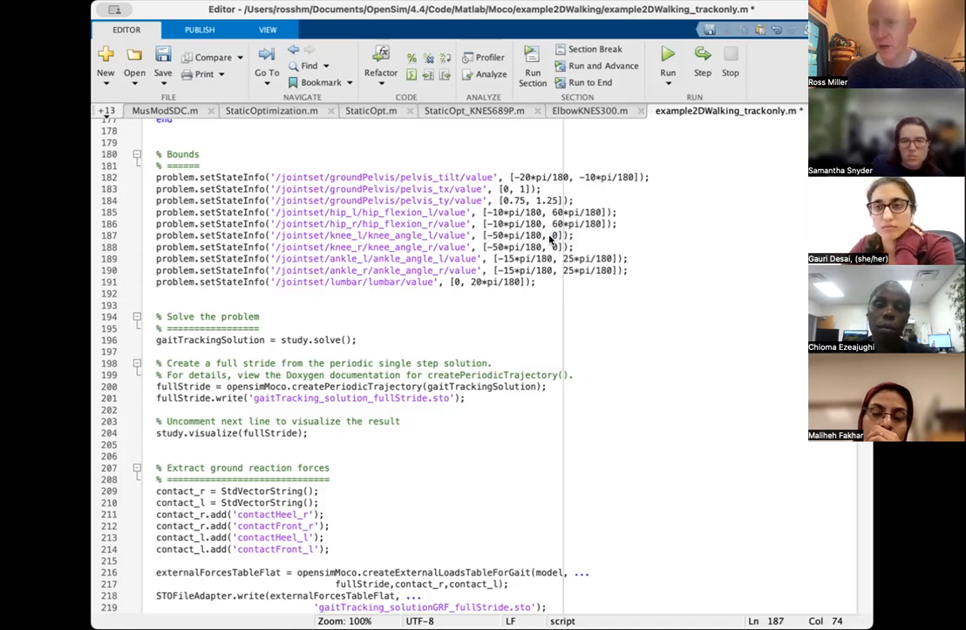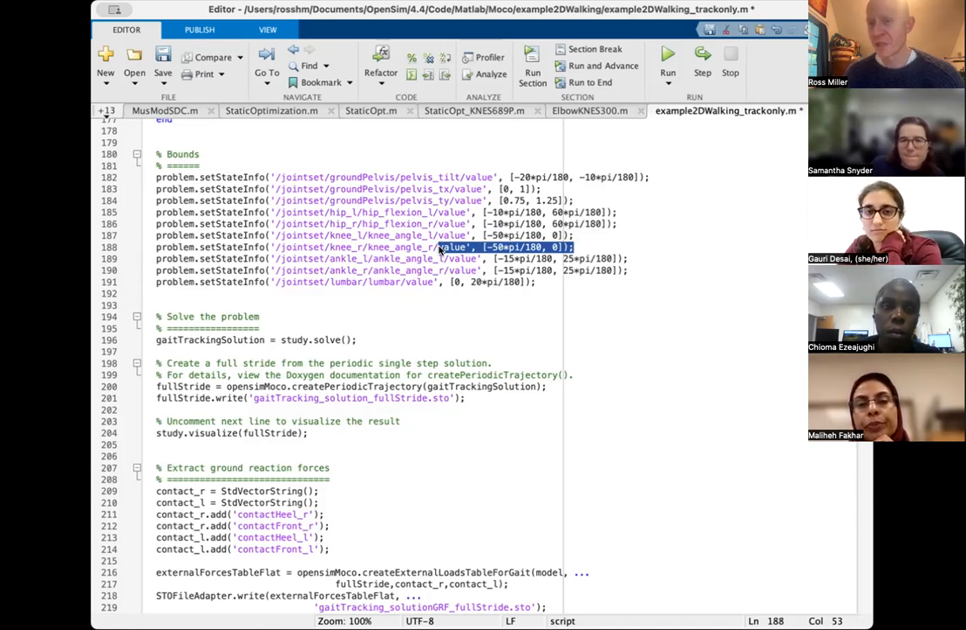If I was going to simulate running, would that be a good idea? Is 50 degrees of knee flexion enough for realistic running? It's pretty flat, right? So for running, I might go in and make that 100 or something like that. So I base it on the movement that I'm doing.